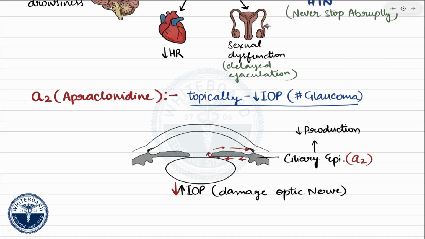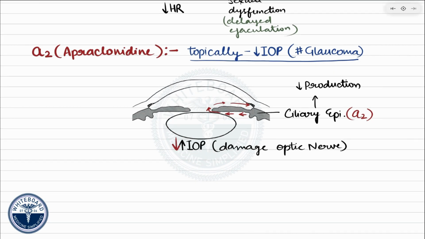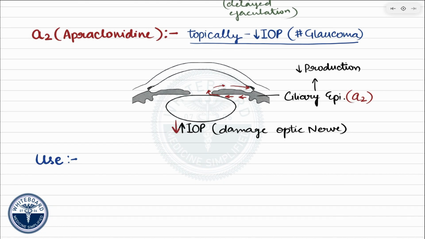Unlike clonidine, apraclonidine has minimal systemic effects because it is applied directly to the eye and does not readily cross the blood-brain barrier. Therefore, it does not significantly suppress central sympathetic outflow or produce the sedation, dry mouth, or hypotension that are commonly associated with clonidine. Clinically, apraclonidine is mainly used as a short-term adjunctive treatment in patients whose intraocular pressure is not adequately controlled with other anti-glaucoma medications.